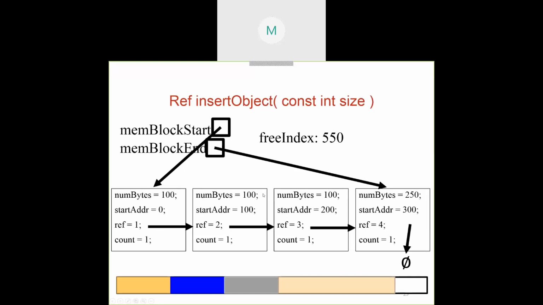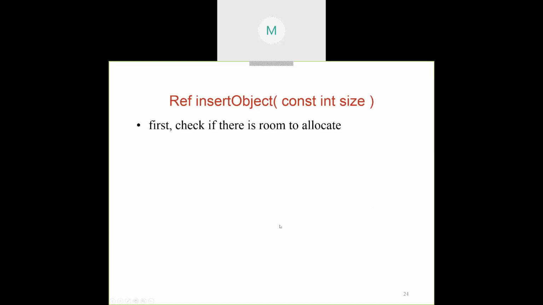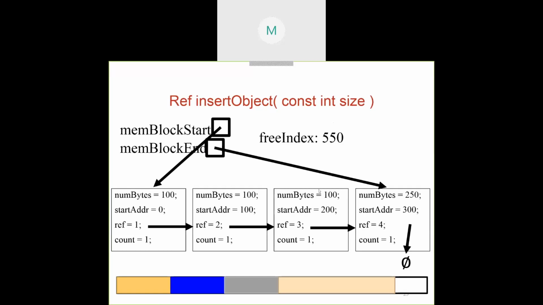So now after that we are adding another one. The size is 250, so we know that the free index will be 550 now. The memory block end also gets updated, right? And at the last, this will point to null. Okay, so now what are we going to do? The very first thing is to check if there is room to allocate. So here we have more room to allocate, right?